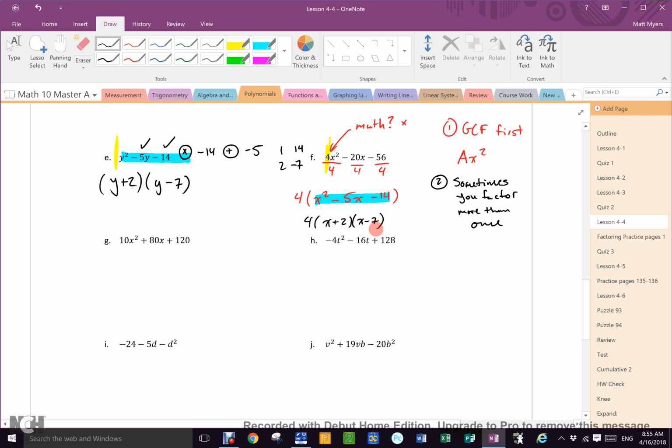2 and 16? 4 and 8? 4 and 8. One of them needs to be negative. Which one? How will I get positive 4? Is it 8 minus 4 or 4 minus 8? 8 minus 4. So I write it out: negative 4t minus 4, t plus 8. Is everybody good?